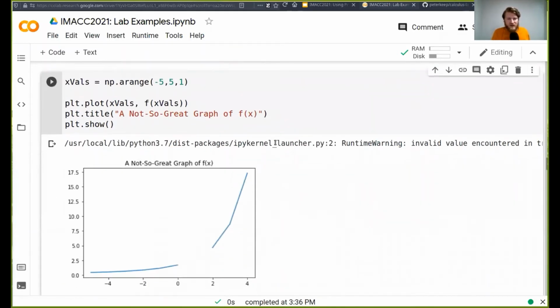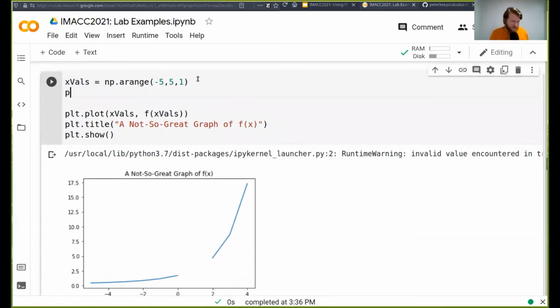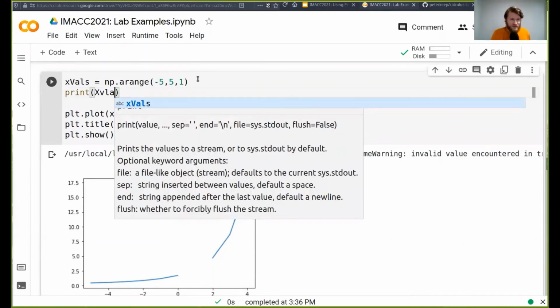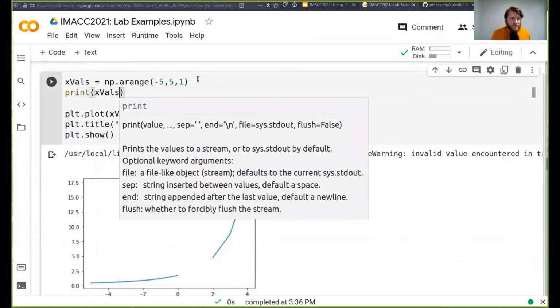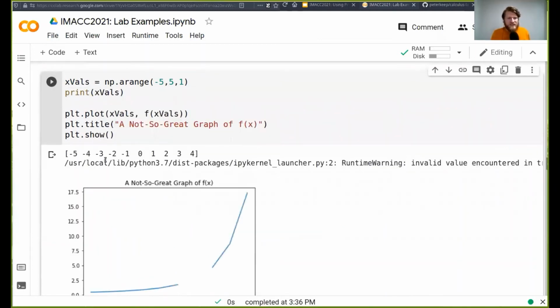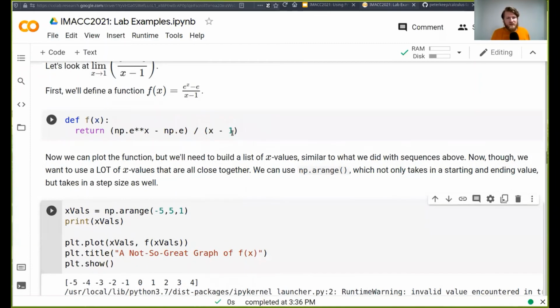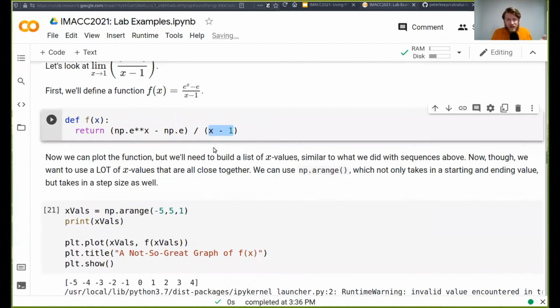So there's this weird error here, or a warning. There's an invalid value. That's because if we think about what we're plotting here, I'll print these x values out so we can see what they are. There we go. These are the x values that we're plugging into our function: -5, -4, -3, -2, -1, 0, 1, 2, 3, 4. If we're plugging those into this function, we can see we're going to divide by 0 at x equals 1.